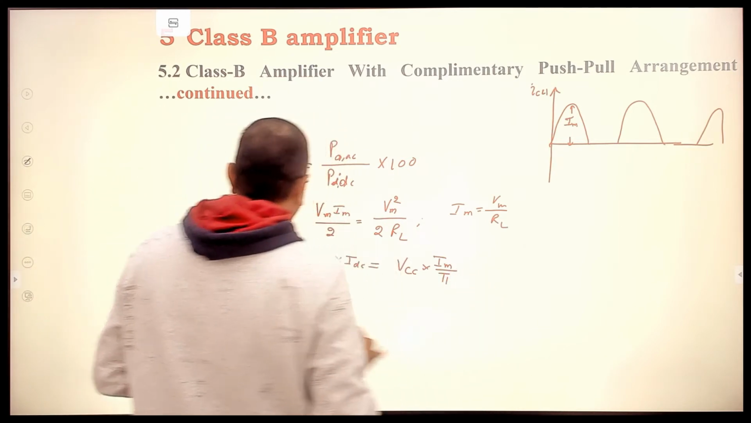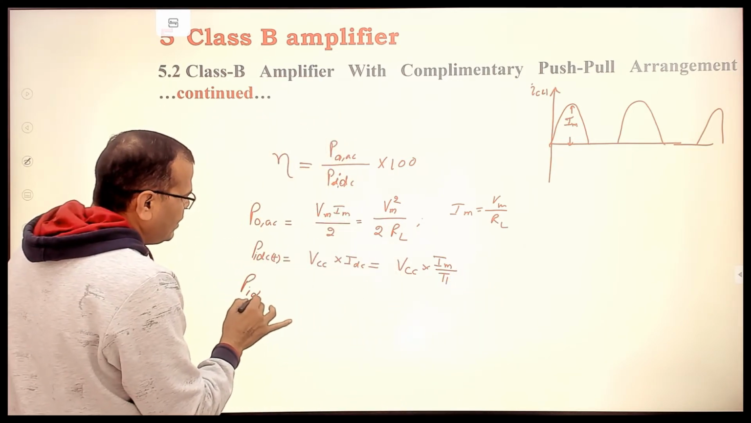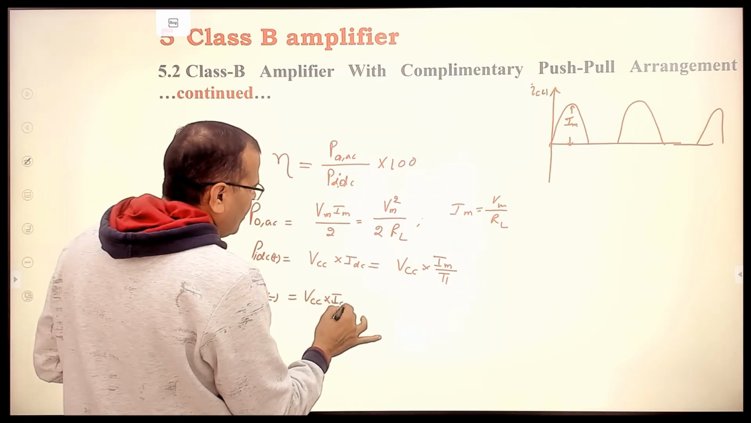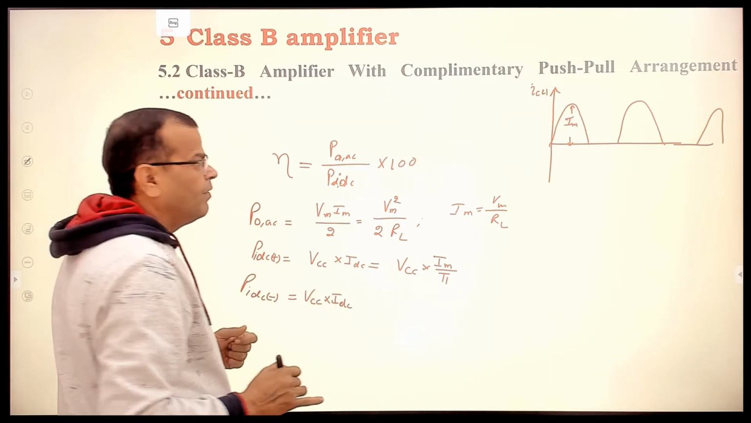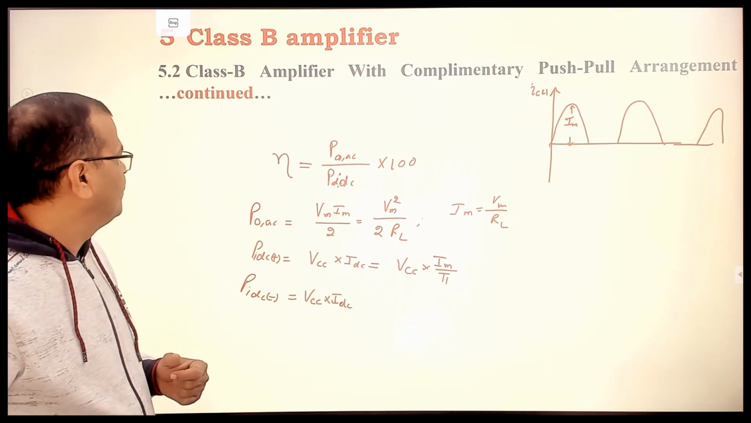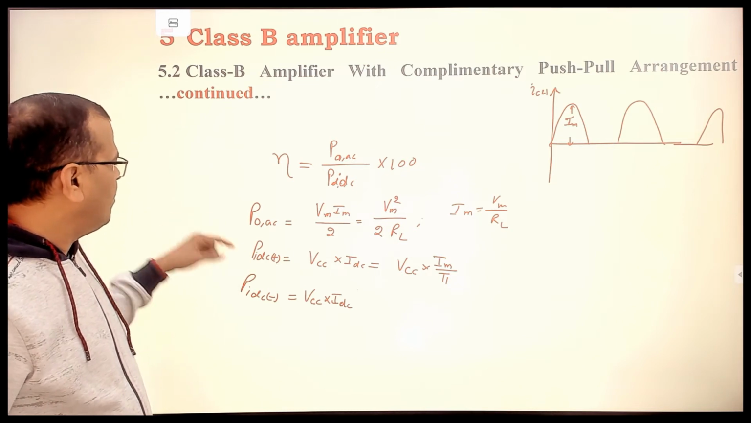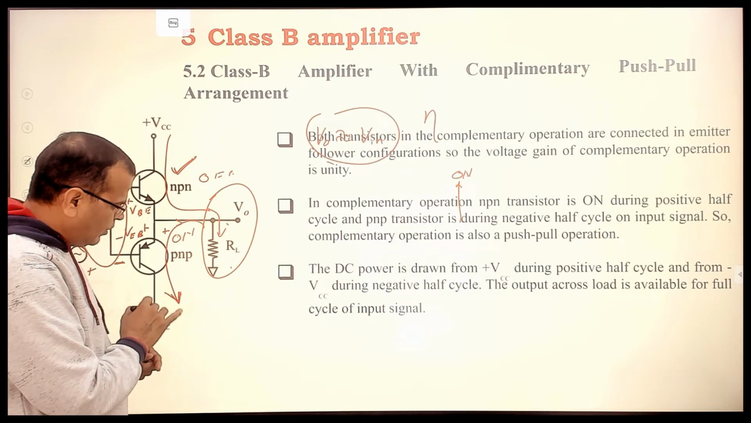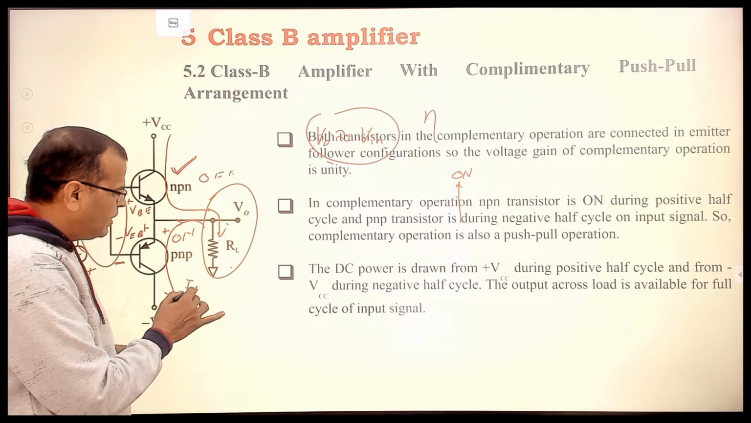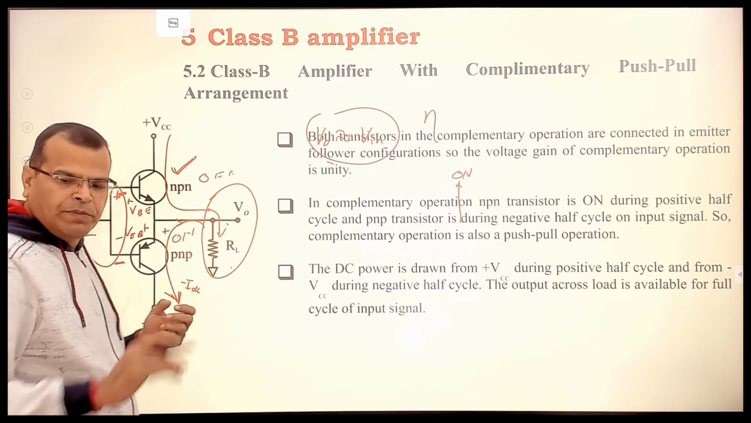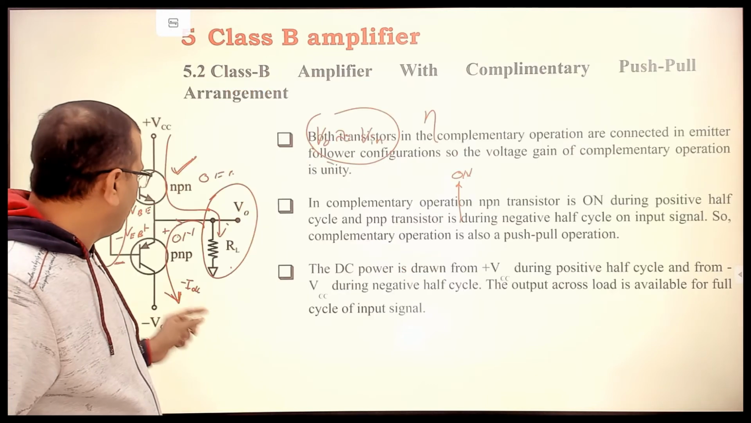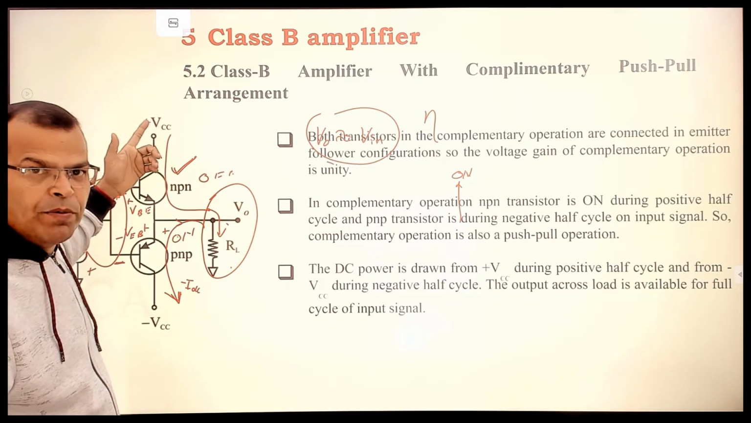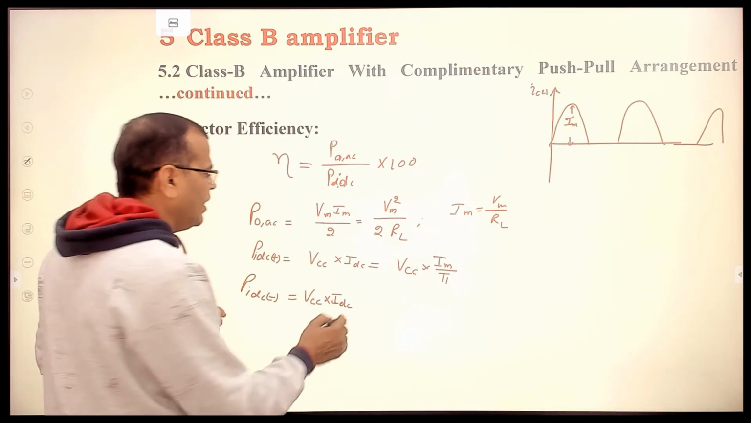So during negative half cycle, PIDC is VCC into IDC, right? And both are negative. Why? Please see carefully. In this case, current is coming to the supply. In this case, current is going to the supply, and this is IDC. So when both are negative, because it is being taken, power becomes positive. When current enters into the supply it is negative, when current leaves the supply it is positive, right? So in this case, both are taken as negative.